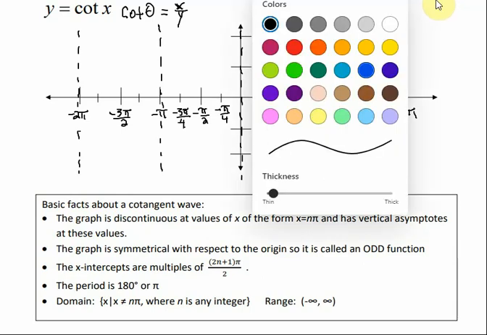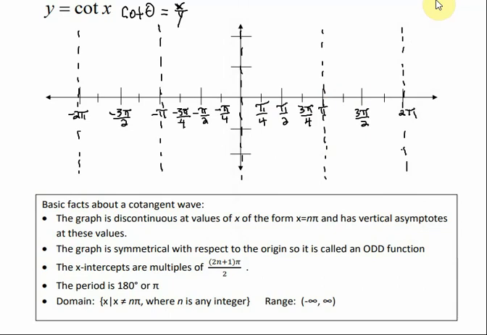Then every place that x is zero, or cosine is zero, cotangent is also going to be zero. So at pi over 2 and 3 pi over 2, we know that cosine is zero, so cotangent is also zero. Then at pi over 4, in the first quadrant, we have square root of 2 over 2 over square root of 2 over 2, both positive, so we get a positive 1. But 3 pi over 4 is in the second quadrant, so we have one positive and one negative value, which gives me a negative 1 at that point.